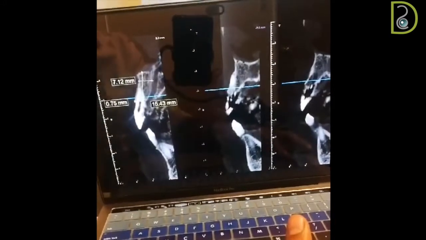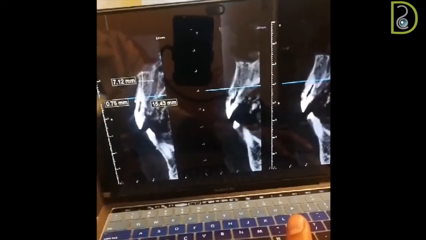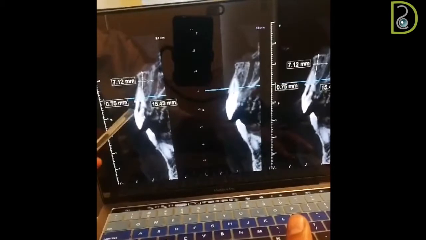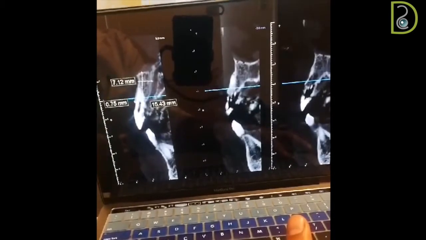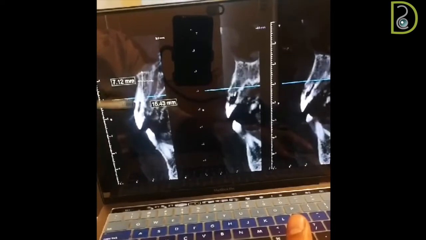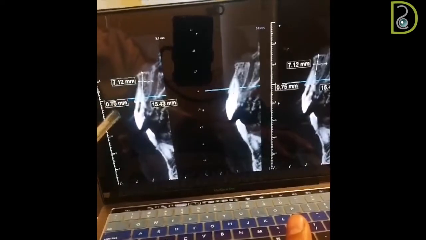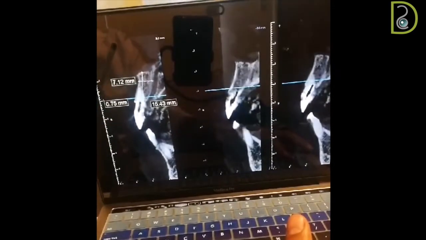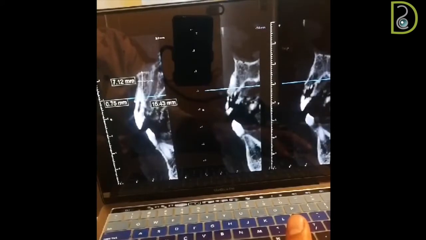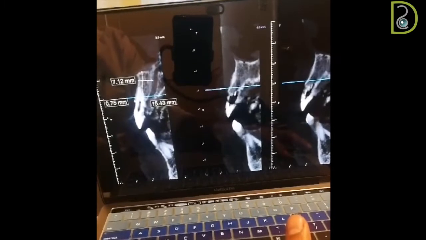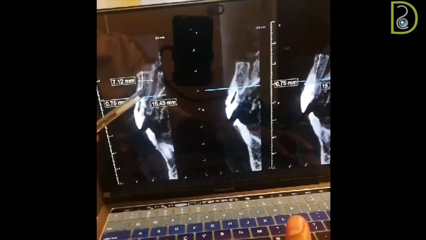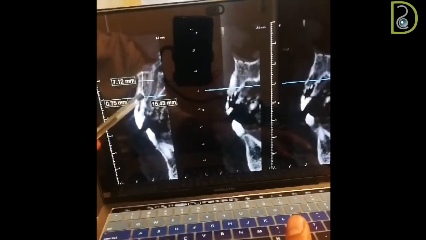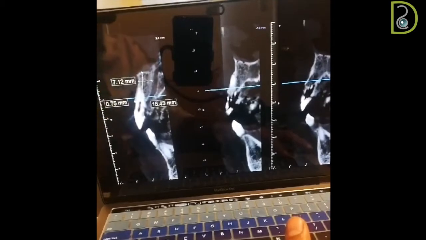Again, we take the CBCT and we can notice we have a thin buccal plate. It's around 0.75 millimeter, and we have enough corono-apical length of the bone, which is around 15 millimeter, and we have 7 millimeter in width bucco-palatally. So in this case, we can easily place the implant and engage it on the buccal plate.